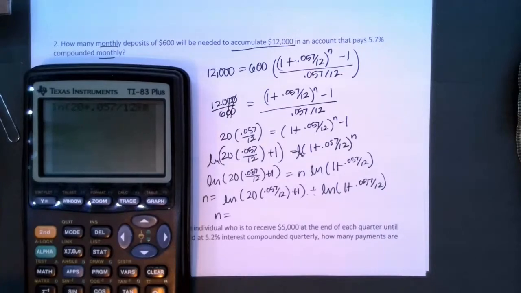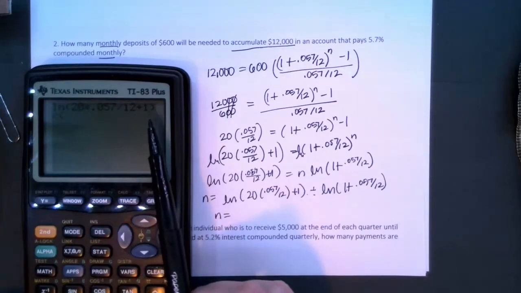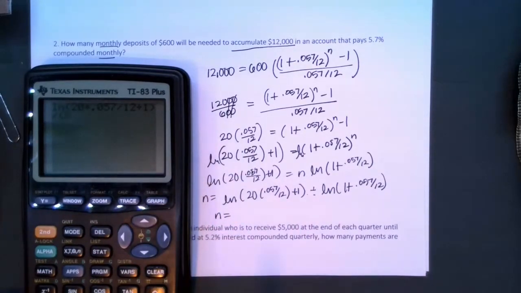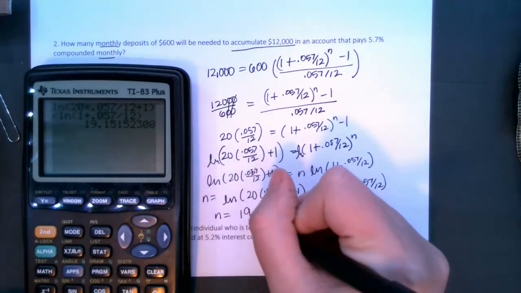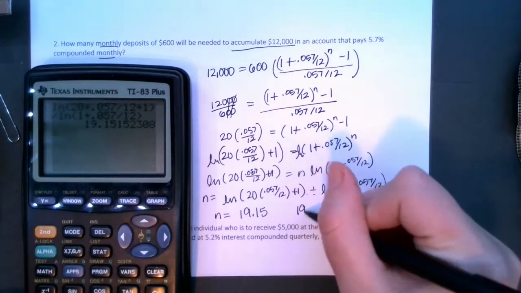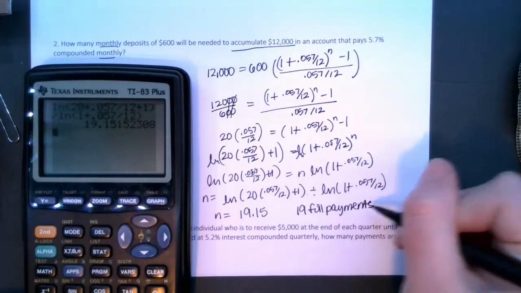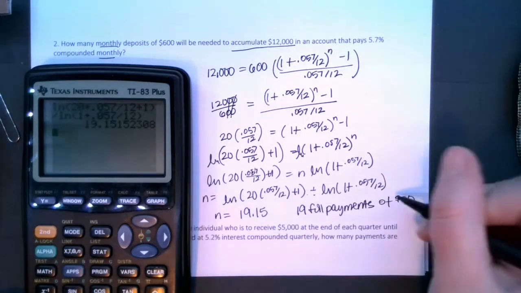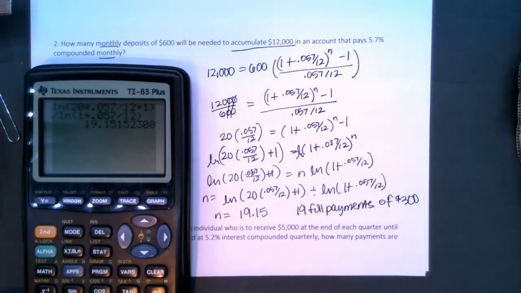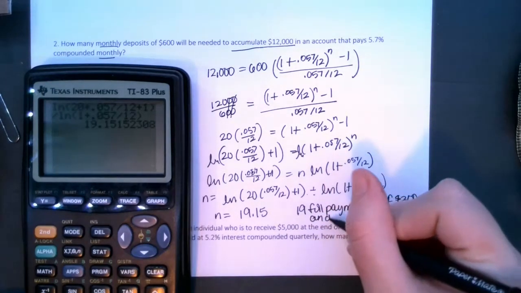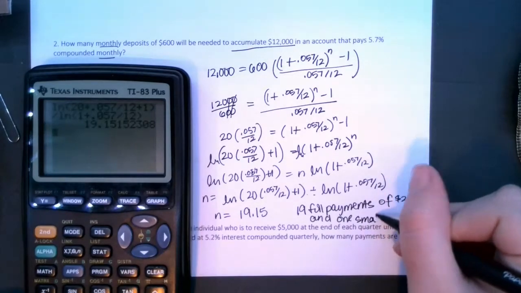.057 over 12 plus 1. You can use a second set of parentheses in there. You don't have to. You have to make sure that you end the parenthesis in the right spot and divide before you do the next natural log. So if you miss that parenthesis, it will throw off your answer. So here we get 19.15. So it would be 19 full payments of $600. You don't have to put the payment number, but I think it's helpful. Of $600 and one smaller payment.